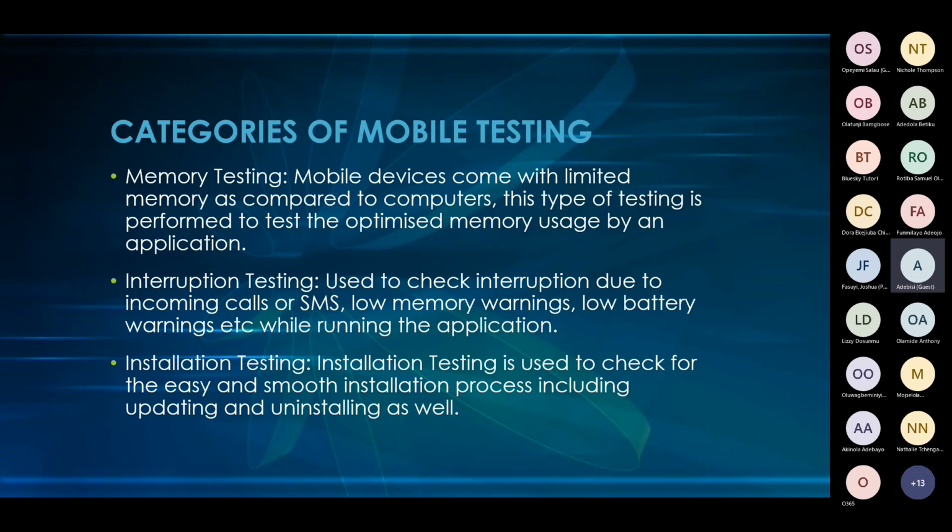Then also interruption testing. This is used to check interruptions due to incoming calls or SMS, low memory warnings, and low battery warnings, while running the application.